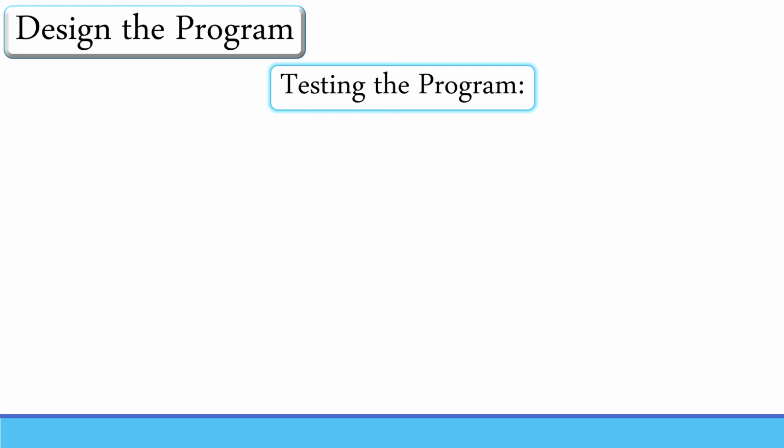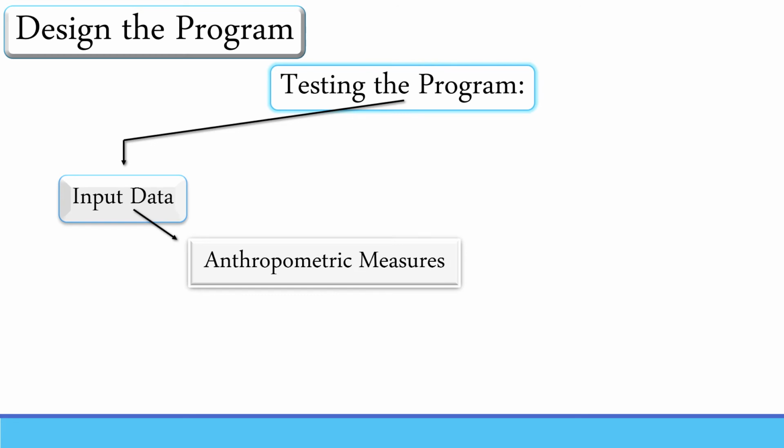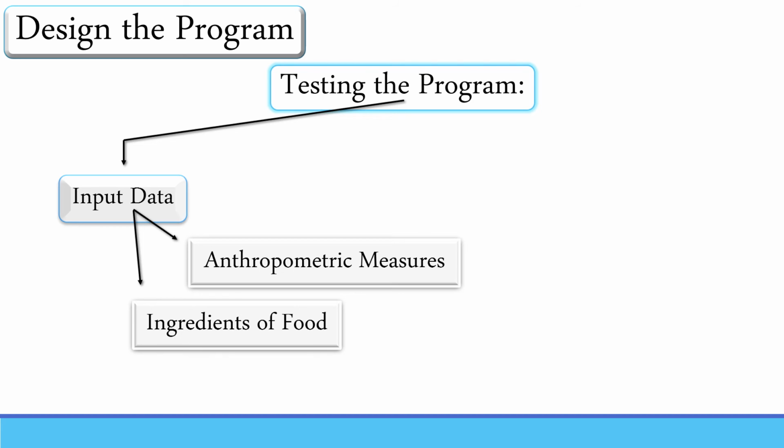Testing the program. Input data: searching in the program will be according to anthropometric measures, to get the good meals for our bodies and the ingredients of food, to know the content of food and the macro and micronutrients of food, and we can search about food wastes to get the amount and percentage of wastes from food.